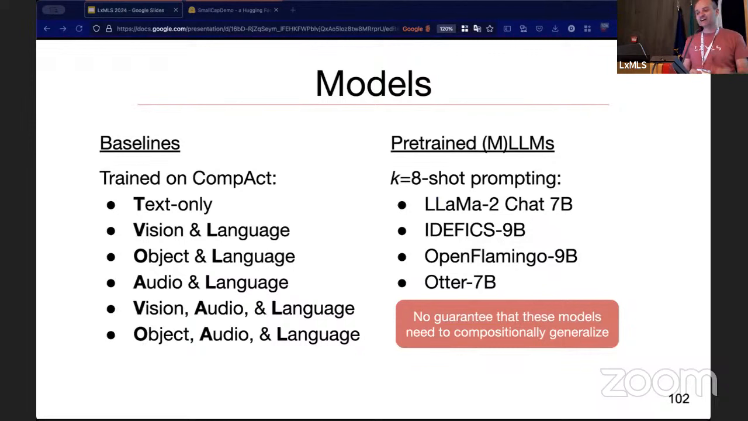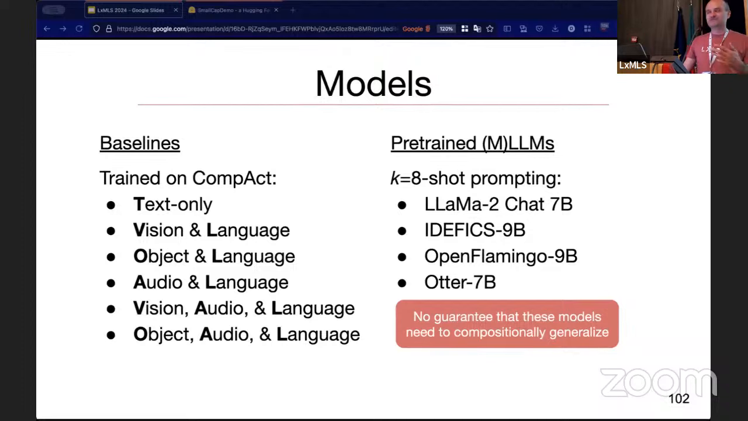We have a collection of baseline models that we train by ourselves on the compact data set that are either a text-only model or different combinations of the multimodal inputs. So maybe vision and language or audio and language or vision and audio and language. And maybe you already have some thoughts about which one you think will be the best. You're probably wrong. The pre-trained models we use are in an 8-shot prompting setup.